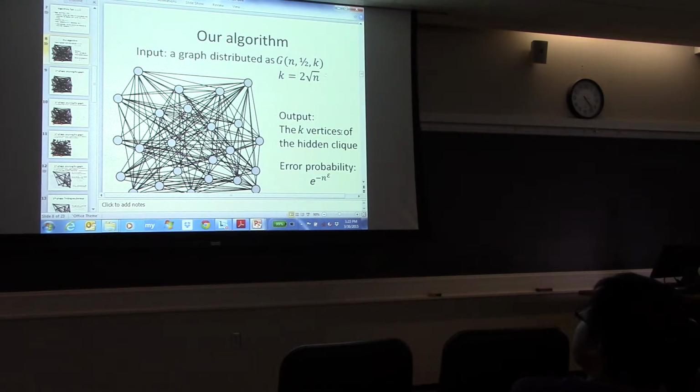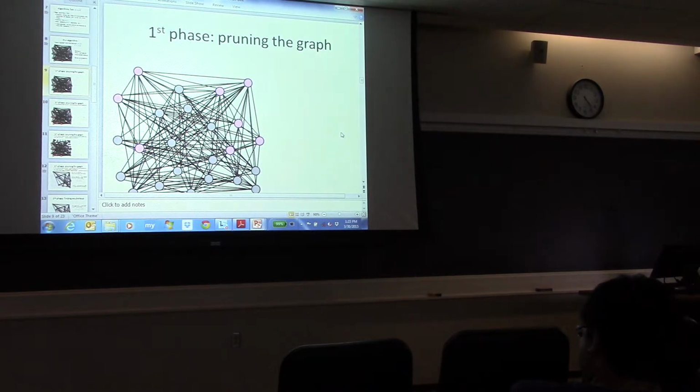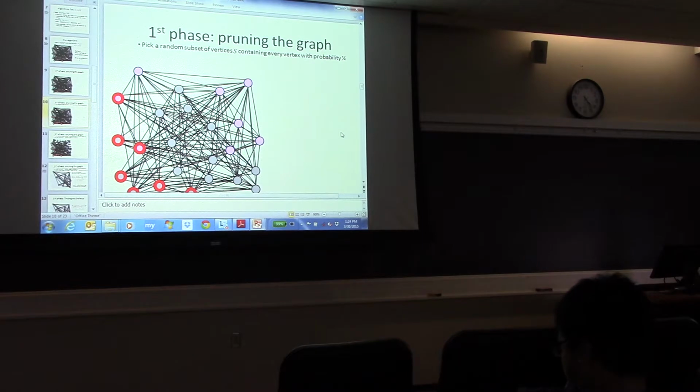So let's start with a clique of size 2 root n. And what we want to find is the k vertices of the hidden clique. And the error probability will go pretty quickly to 0. This is the probability this will fail. Okay, so the first phase. So these purple nodes are the nodes of the clique, but the algorithm doesn't see them. They're just here for illustration.